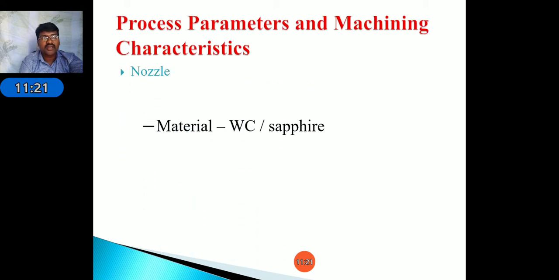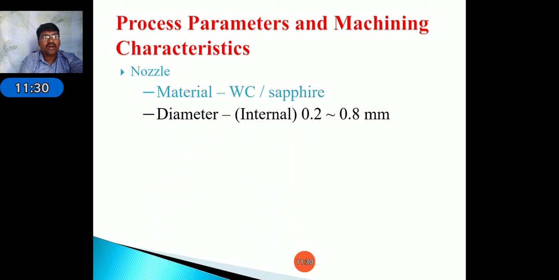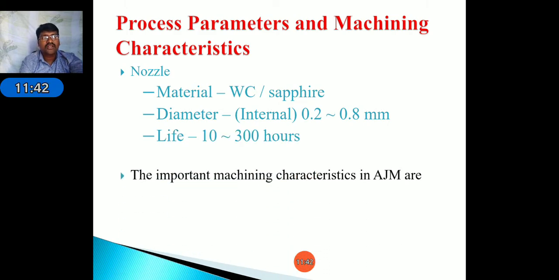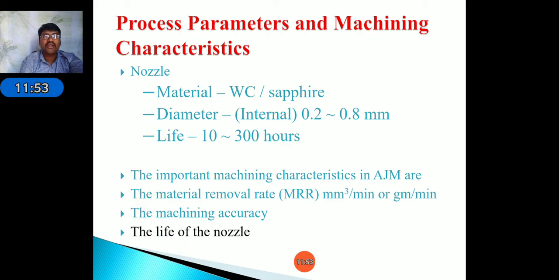Next, for the nozzle, the material should be tungsten carbide, denoted by WC, or sapphire. Next, the diameter of the nozzle should be 0.2 to 0.8 mm. Next, the life of the nozzle is 10 to 300 hours based on the type of abrasive particle used. The important machining characteristics in AJM are the material removal rate, that is MRR, the machining accuracy and the life of the nozzle. These are the important machining characteristics before the selection of the nozzle or abrasive particles.